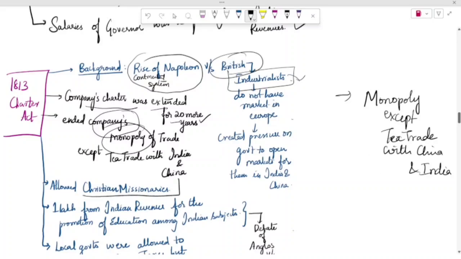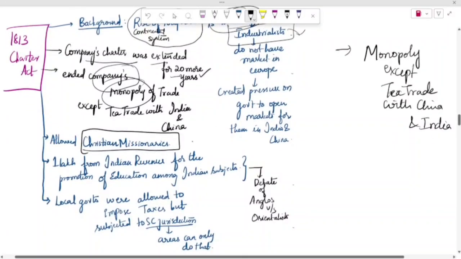And they allowed the Christian missionaries to spread Christianity in India. So this is also something you should remember. And they said that through the 1813 Charter Act, 1 lakh from Indian revenues should be utilized for the promotion of education among Indian subjects, but this was not done because there was a debate whether English education should be given or education in the mother tongue, that is Orientalist type of education, and this was cleared by Lord Macaulay in 1833.